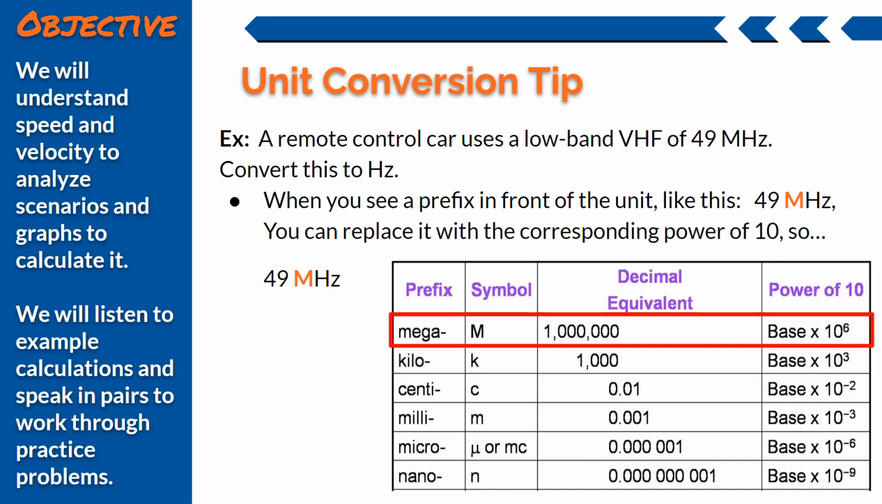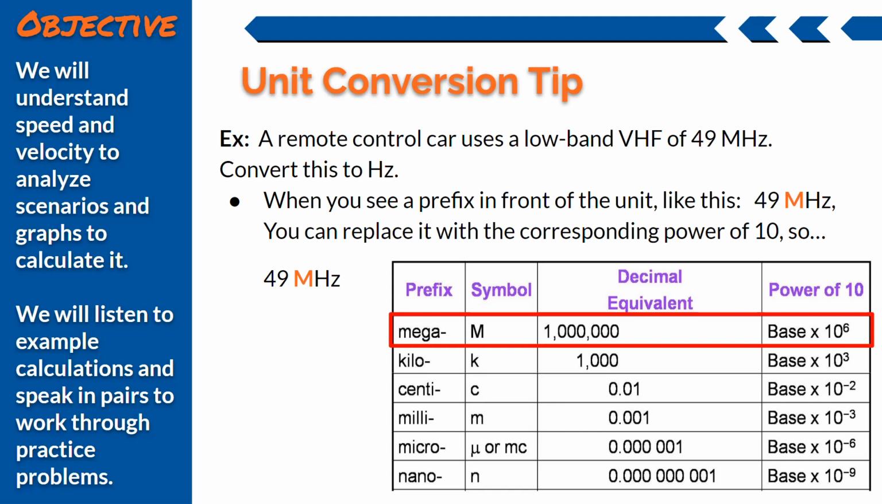All right, so let's look at just a tip here. Here's another example, if I were you, another one to write down on my paper. A remote control car uses a low band VHF of 49 megahertz. Convert this to hertz. I don't care if you have any clue what any of those words mean. It doesn't matter if you know what a hertz is.